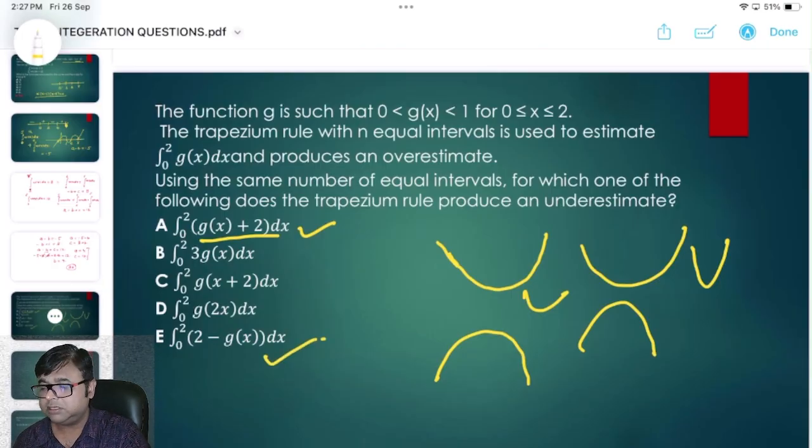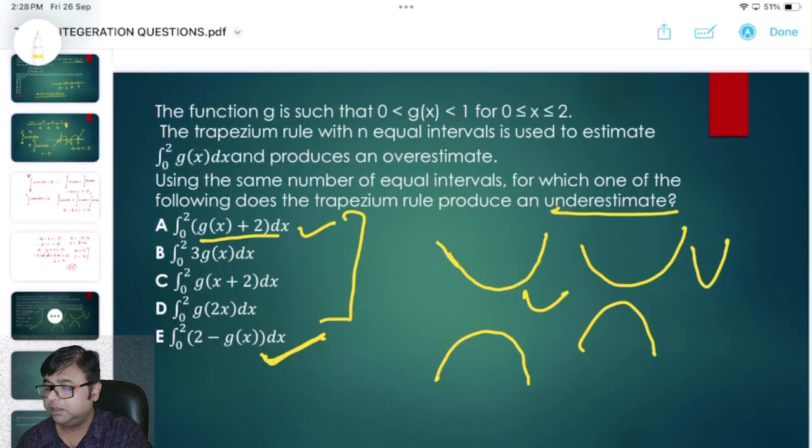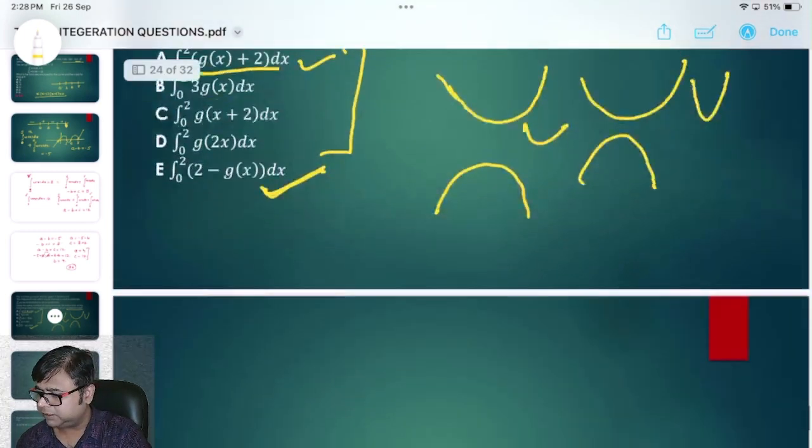So the obvious answer is E, because they're asking which will underestimate, so it has to be concave down. The only curve that will be concave down is E, since the g(x) curve is concave up and all the others are just translations and dilations, so the shape won't change. The shape only changes here, because from g(x) it becomes minus g(x), which means it is reflected in the x-axis. From a cup it becomes a cap, so from concave up it becomes concave down, and it will now underestimate. Let's move on to the next.